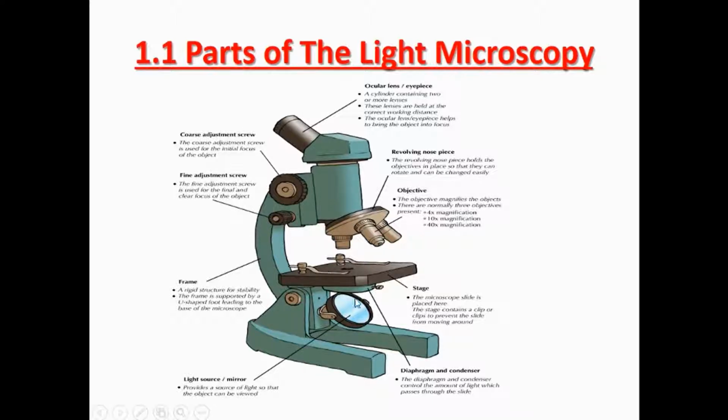This one is where you are moving the stage. Here you can see the stage. You are moving the stage. Here you are also moving the stage, but now you're moving it slowly and finely. It is used for the final and clear focus of the object. This is the fine adjustment knob.